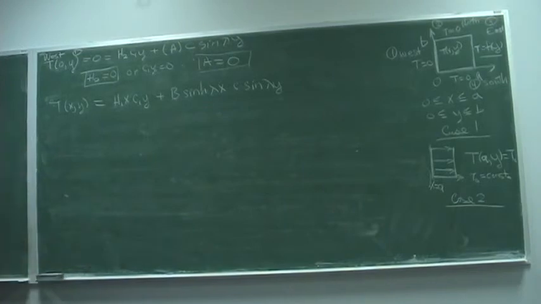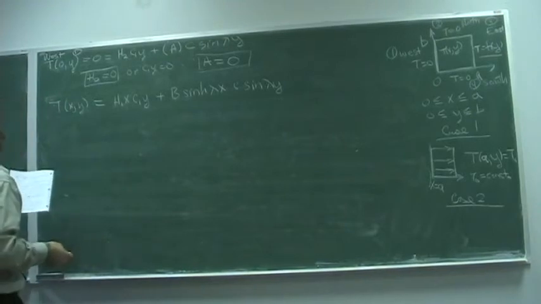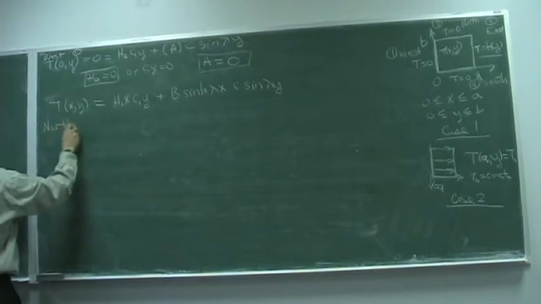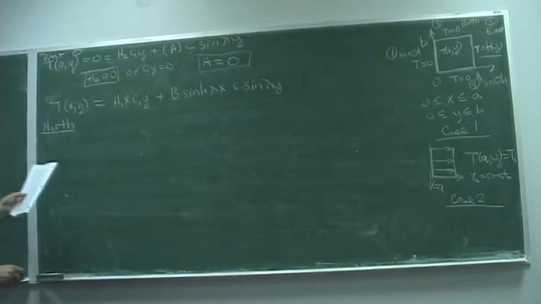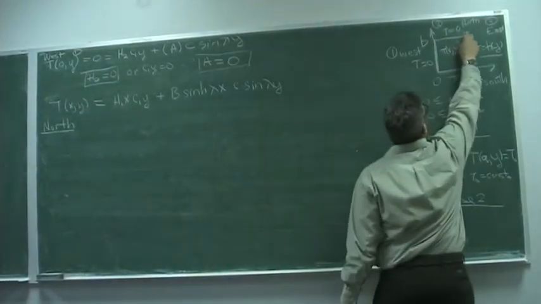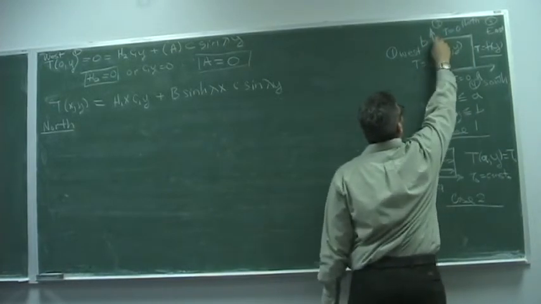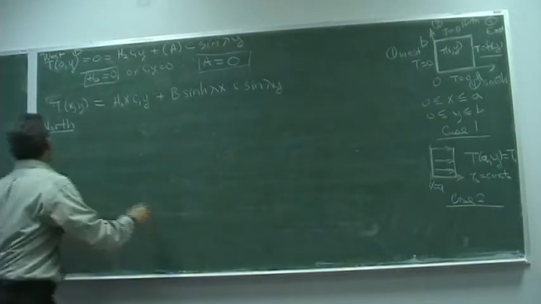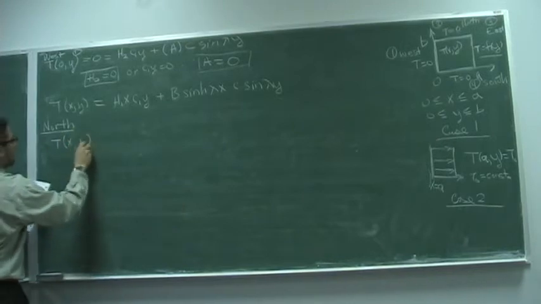Let me erase that one. So now, let's see, we're going to do the north next. Okay, and so for the north, x is always continuous on the north, and y is always b. So y is set at b, and x is always there. So we're going to have T of x and y equaling b, so T of x and b equals 0.